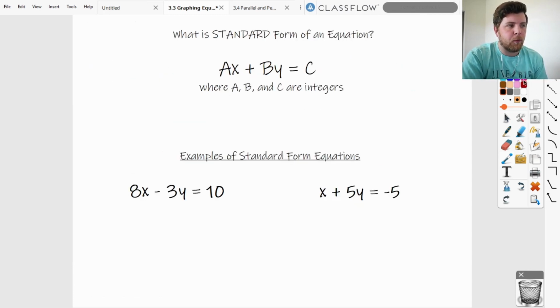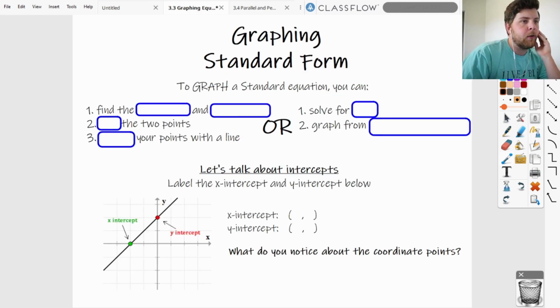For standard form, that's when it's written as ax plus by equals c. It looks really scary, but it's really not bad. So what ends up happening is you would have something like 8x minus 3y equals 10, or x plus 5y equals -5. And there are 2 main ways you could graph these.